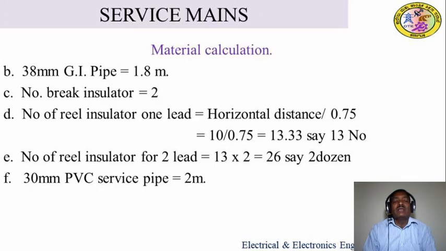Next, the number of brake insulators required. There are 2, as we already discussed in the previous class. So 2 brake insulators should be required, one on the pole side and one on the service pipe side. The number of insulators on one lead, we have calculated, is the horizontal distance divided by 0.75.